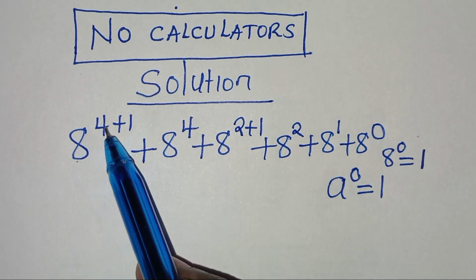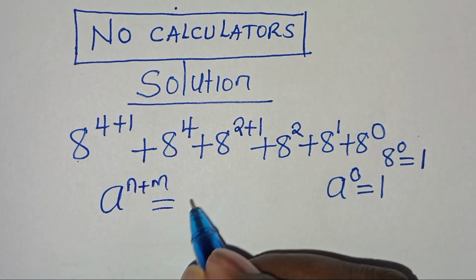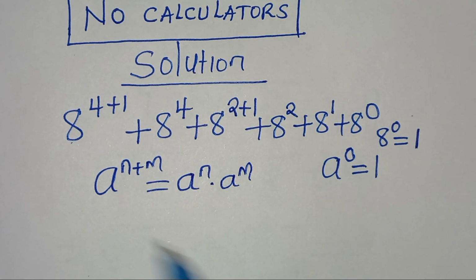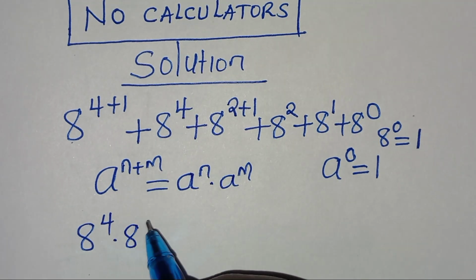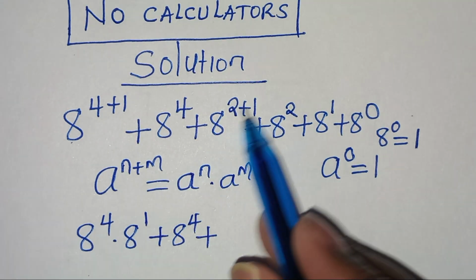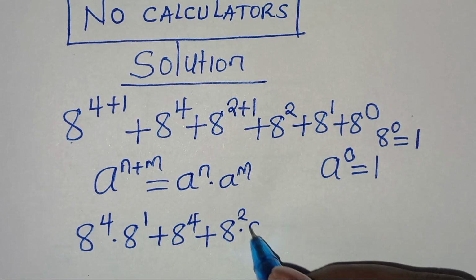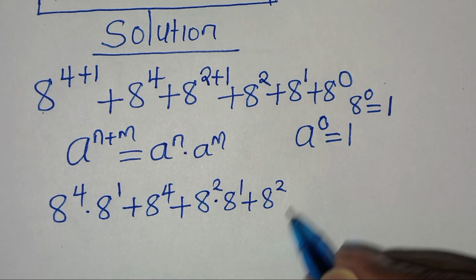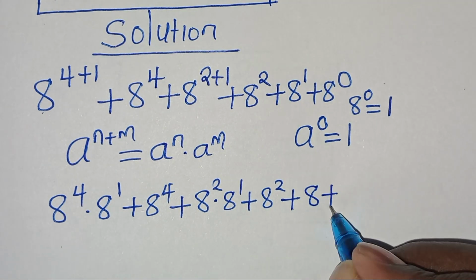Now 8 to the power of 4 plus 1 is in the form of 8 to the power of n plus m, which we can express as 8 to the power of n times 8 to the power of m. Applying this exponent property, we have 8 to the power of 4 times 8 to the power of 1 plus 8 to the power of 4, then plus, the same case here, 8 to the power of 2 times 8 to the power of 1 plus 8 to the power of 2, then plus 8 to the power of 1, which is 8, then plus 1.